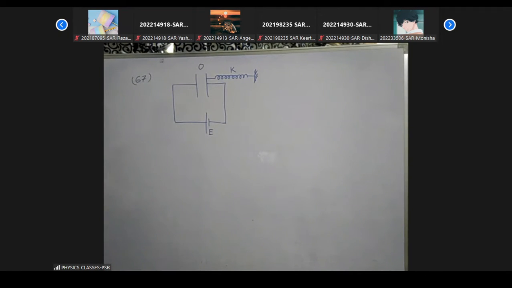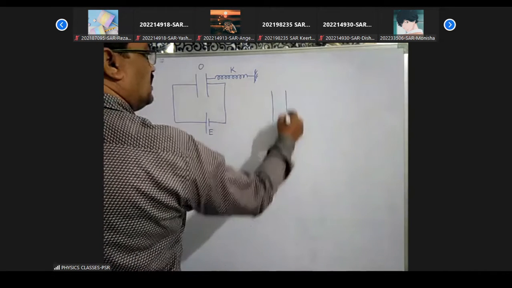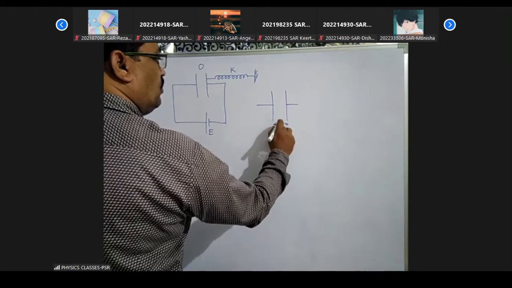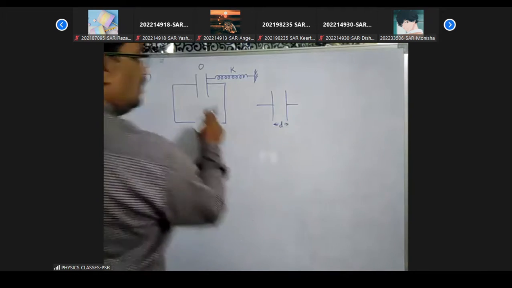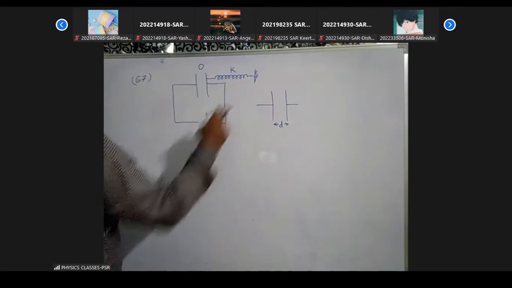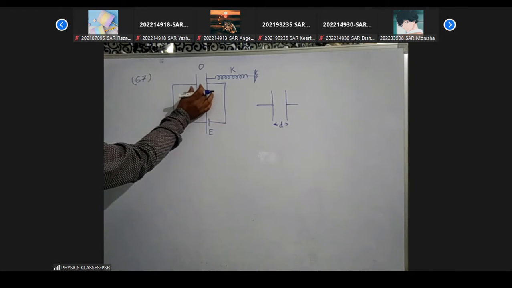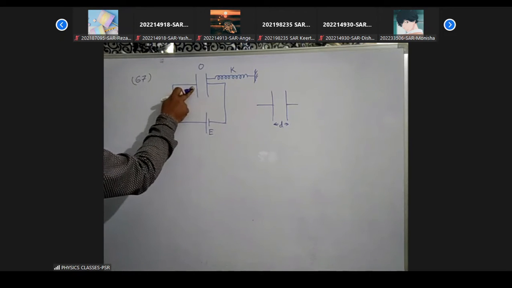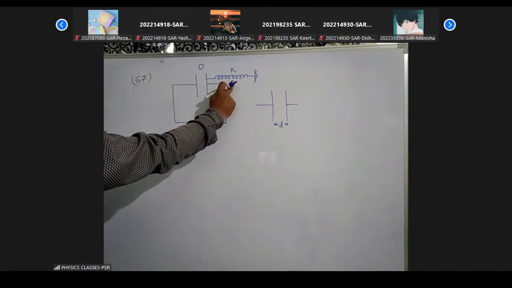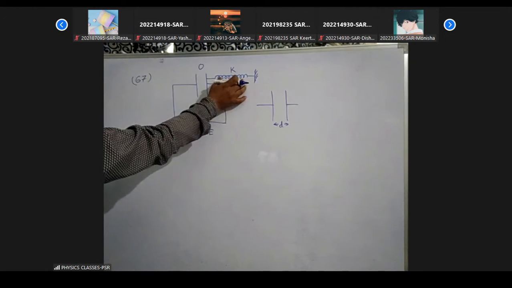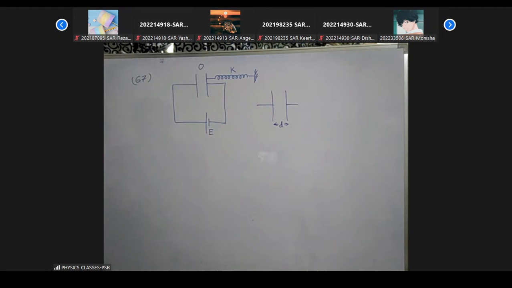When the capacitor is uncharged, it means like this. Then the distance between the plates is equal to D. When it is charged and a spring is connected like that, then what happened? Due to the force of attraction between the plates, the distance between them decreases. That means this is fixed, but this is movable, because it is connected to the spring. So it moves towards the other plate, and hence this spring elongates. That is the concept here.